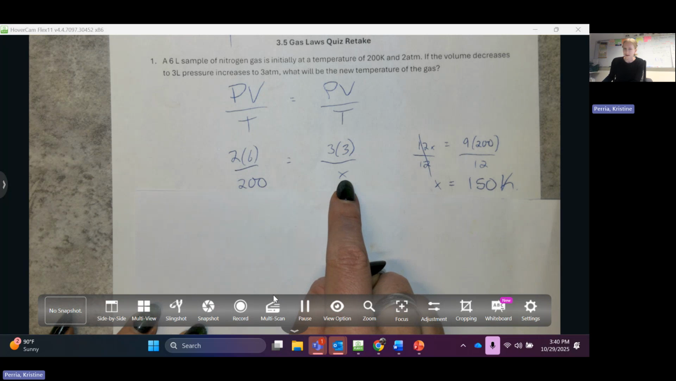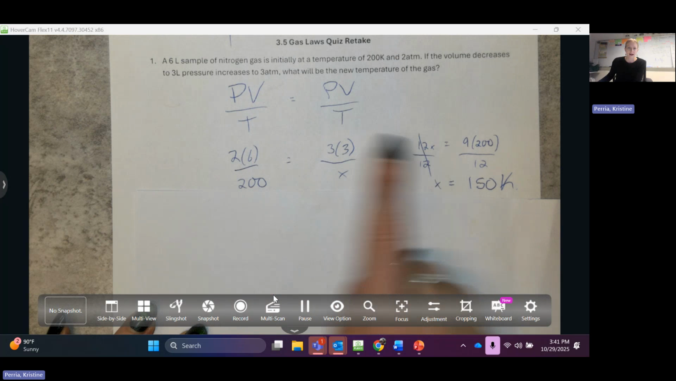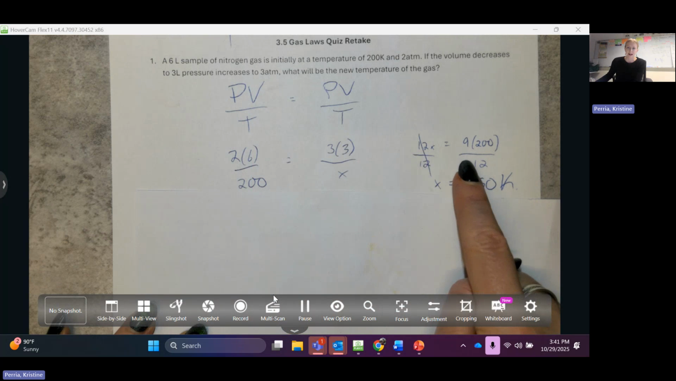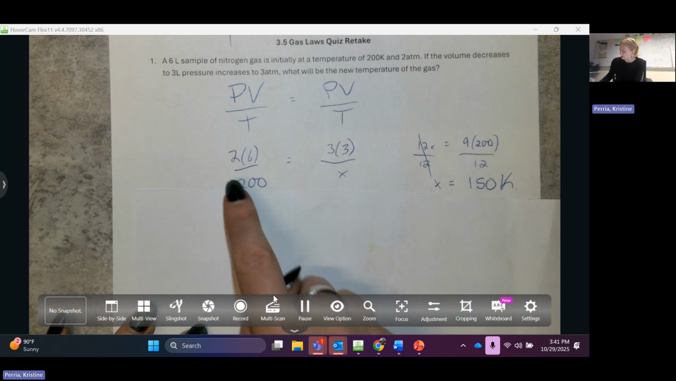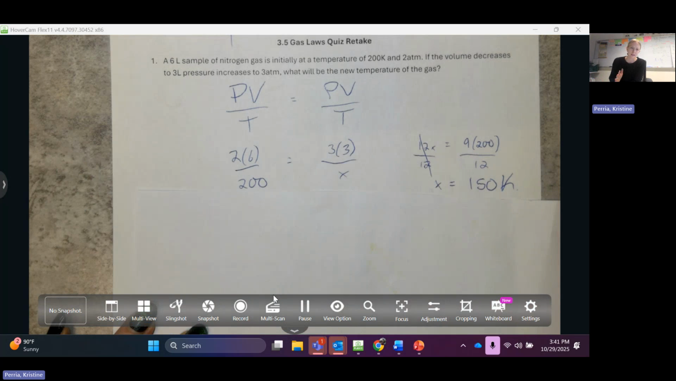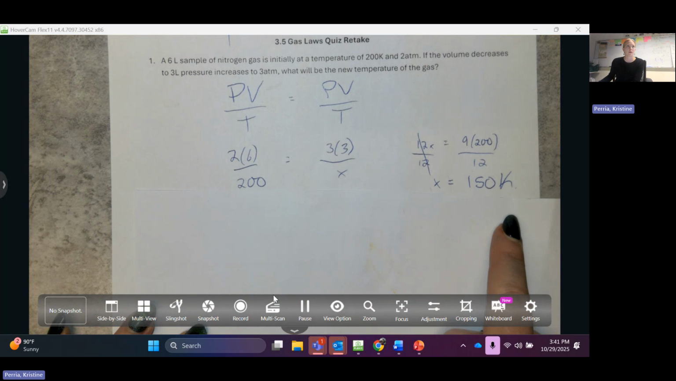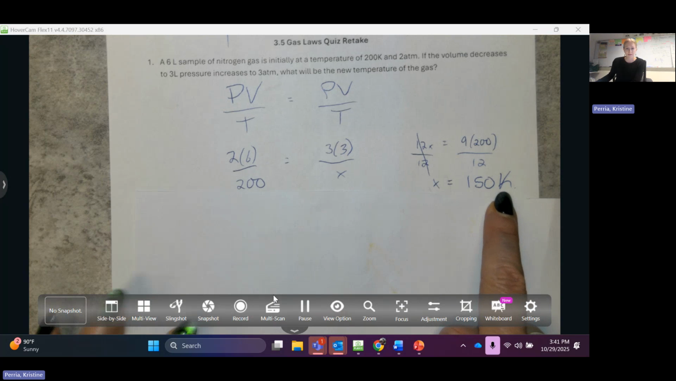I think a lot of people struggle when X is in the denominator. So be really careful with that. What you're going to want to do is multiply both sides of the equation by X, right? So I put X right here. Okay, so you can see I did, 2 times 6 is 12. And then 3 times 3 is 9. Okay. And then you're going to be dividing by whatever's next to X. So divide by 12. So you can see the work is already done. It's a little weird. And then X is going to equal 150. You're solving for temperature. So the units are going to be in Kelvin.